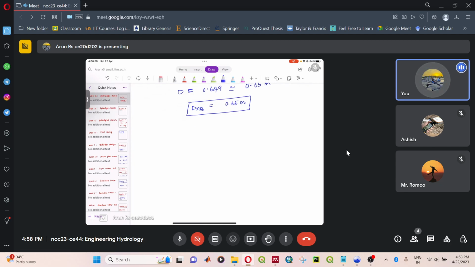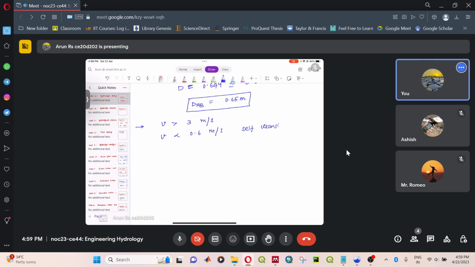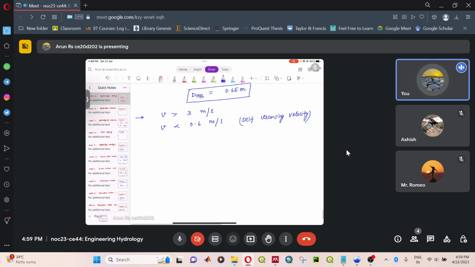Once you get this, you can find out the velocity. That is optional. As per the design guidelines, your velocity should not exceed 3 meters per second, and it should not be less than 0.6 meters per second. This you might have studied. This is called the self-cleansing velocity. And the maximum velocity is 3 meters per second.